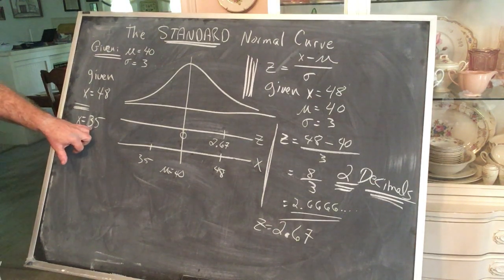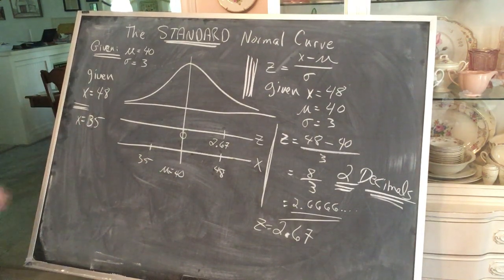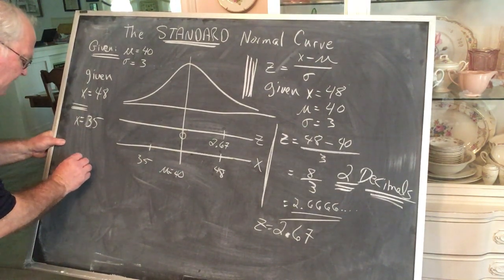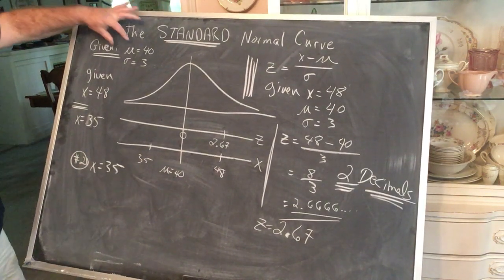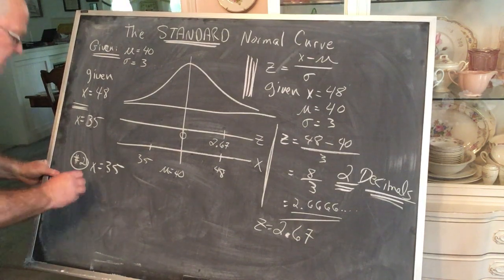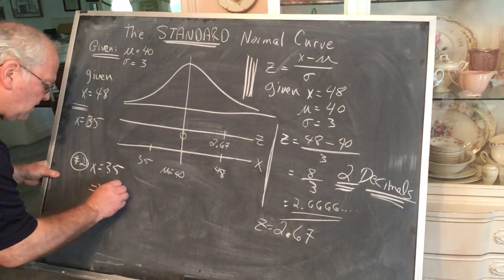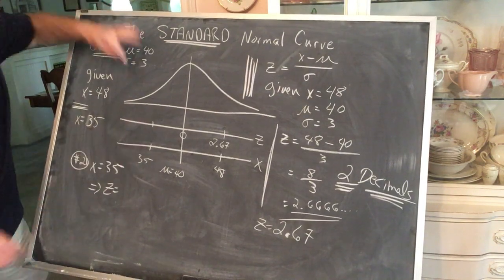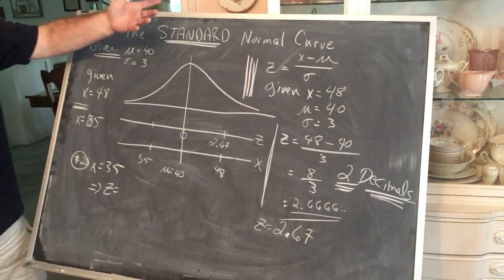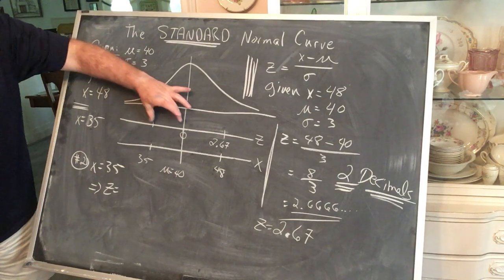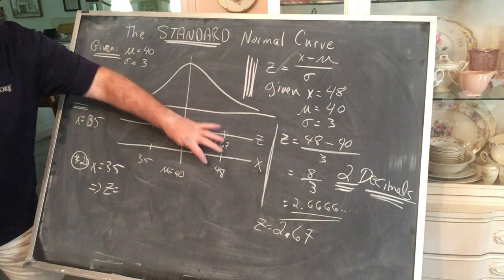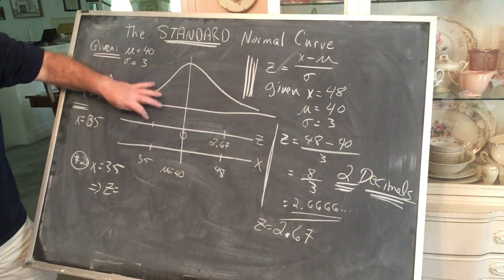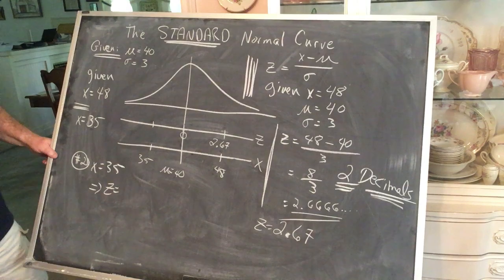So the question is, can you translate 35? For problem number 2, if x is 35, use the same mu and sigma, 40 and 3. So in this scenario, z would equal, I'm going to find now this number. Now, one thing we know before we even start, this number must be negative because it is to the left of 0. 40 is centered at 0. And so 48 must be a number bigger than 0. 35 must be some number smaller than 0. We're going to find it right now.